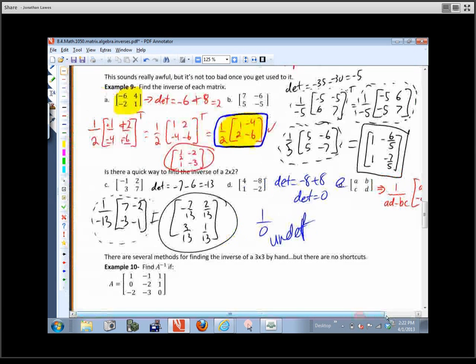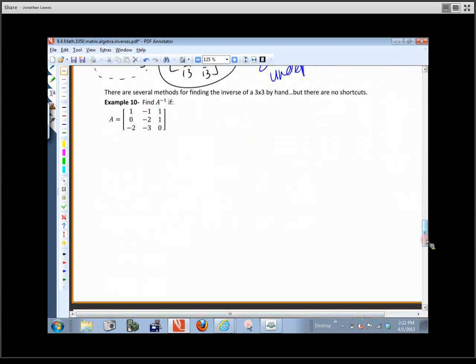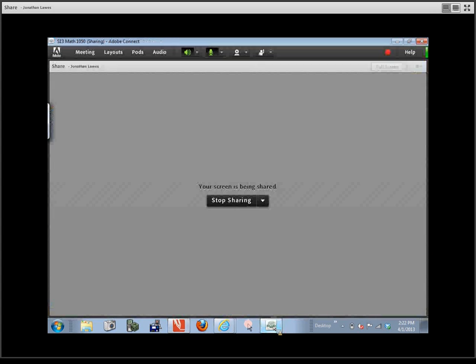You have enough information to get started on 3.3. You can do most of it. The only thing you won't be able to do at this point is finish solving a matrix equation and find the inverse of a 3 by 3. We'll pick up there tomorrow. Thanks.